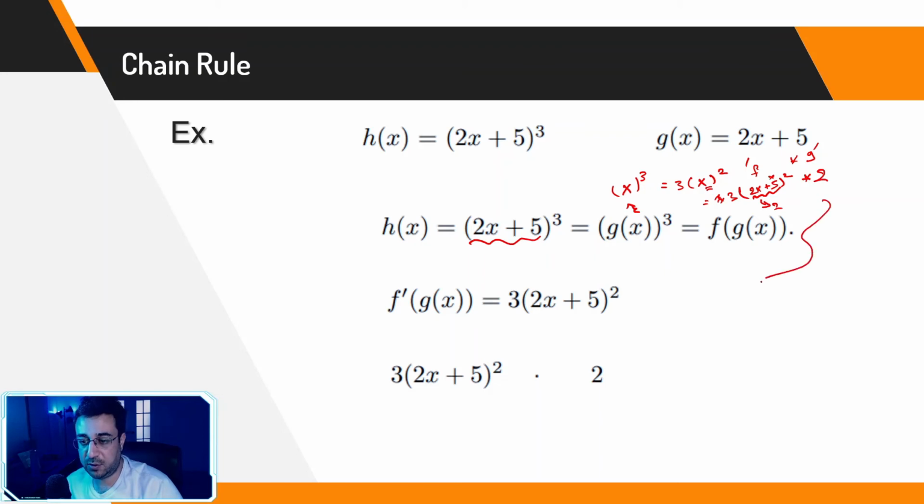Okay, what's your final solution? You have 3 by (2x plus 5) to the power of 2, multiplied by 2. If you want more simplification, that gives you 6 multiplied by (2x plus 5) squared, and that's your final solution.